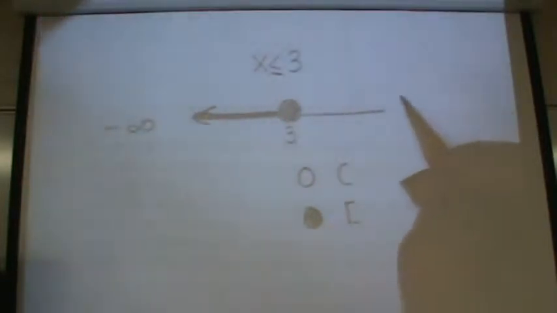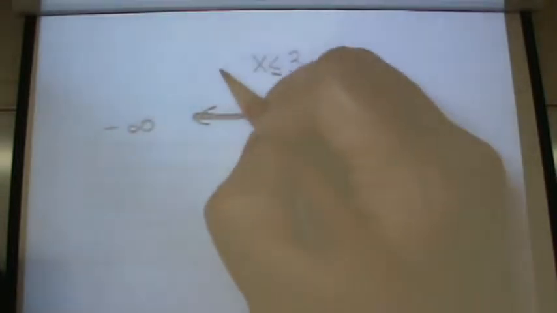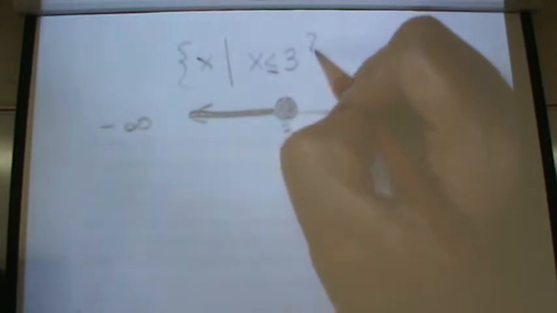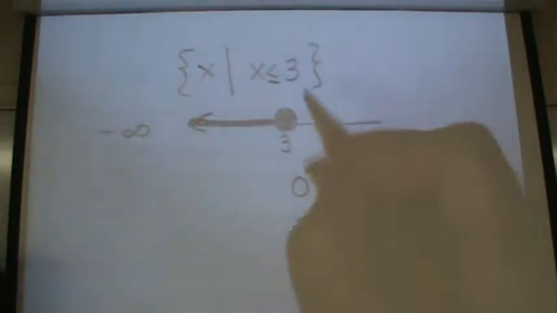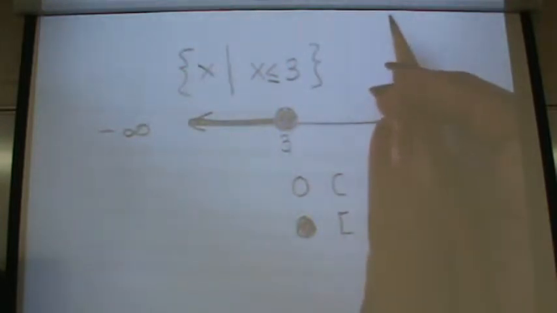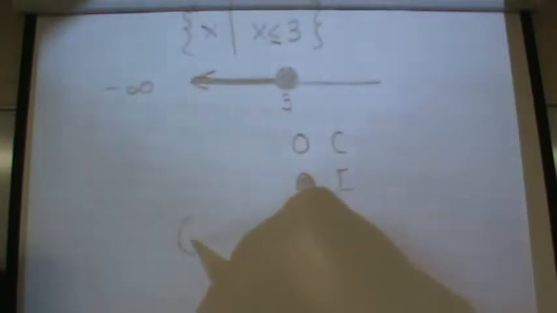Now, instead of writing it in set notation, here's one way you do it: x such that, that's set notation. Instead of doing it that way, we do interval notation in this class. Do you guys remember interval notation? We did a little bit of it last year.